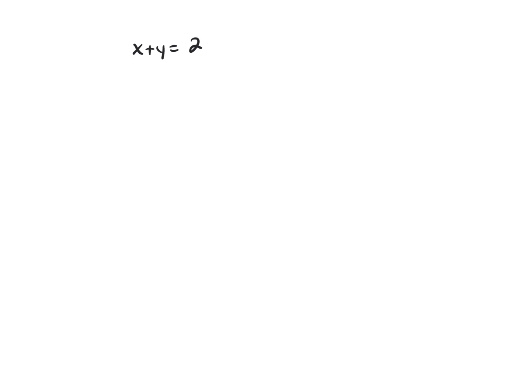If you have the equation x plus y equals 2, you can't find the exact value for x or y. You know, x could be 1 and y could be 1. X could be 3, y could be -1. So you can't find a value.